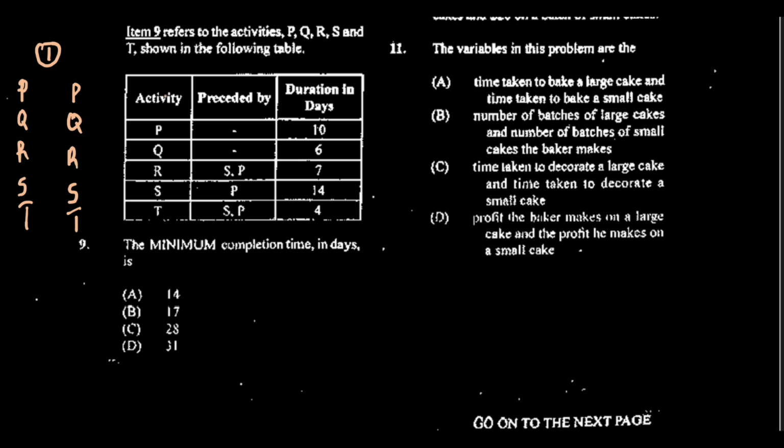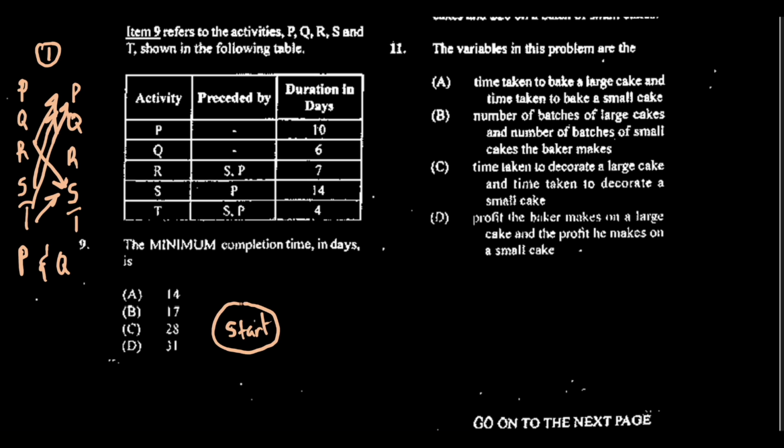So P does not depend on anyone. Q, same thing. R depends on S and P. S depends on P. T depends on S as well as P. So the only ones that are not pointing to anything here are P and Q, okay? So when we start, the first two that we'll be going to would be P as well as Q.